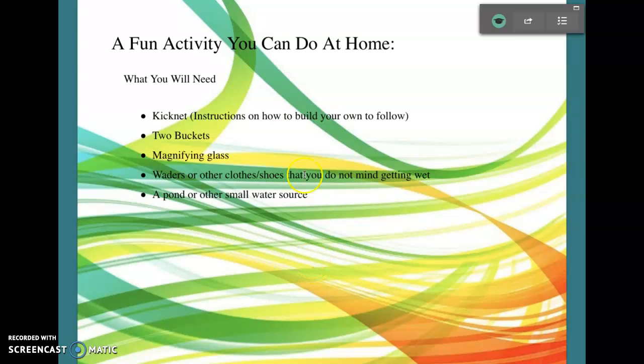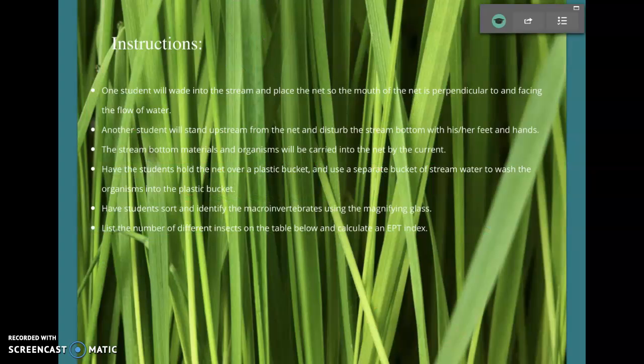So this is an activity that we're going to do. You can do this at home. It's really simple. You don't really need much. You don't even really need a magnifying glass. The whole point of macroinvertebrates is that you can see them without a magnifying glass, but if you need to get a closer look at certain things, you can use one. And there are instructions to make a kick net later on in this procedure.